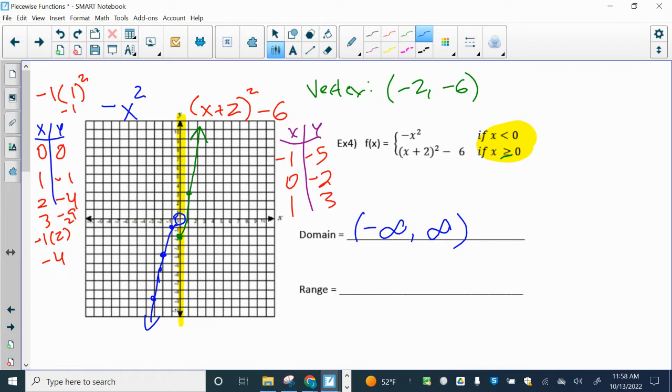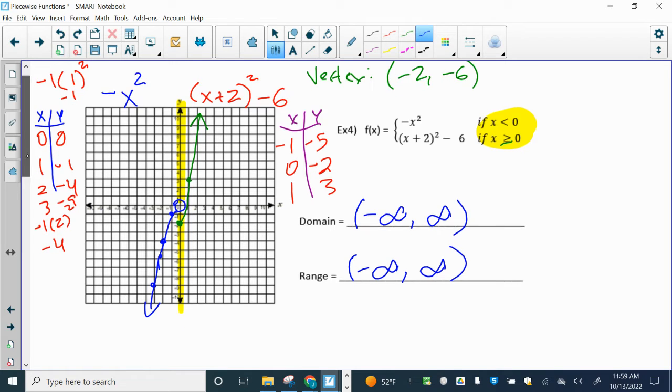Okay. Versus our range. Well, bottom to top, lowest y value, it's going down forever to -infinity. We're going up, we're going up, we're going up. Open circle here, but covered by this portion over here, going up forever to positive infinity. Okay, so that's that example. Let's do a couple more.